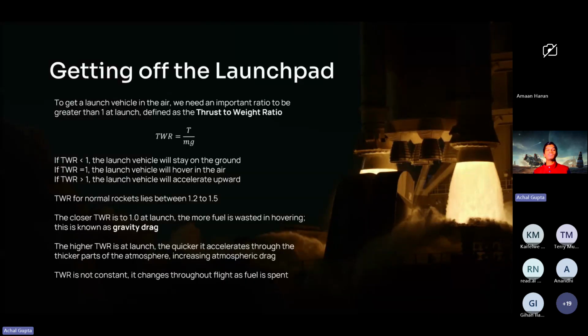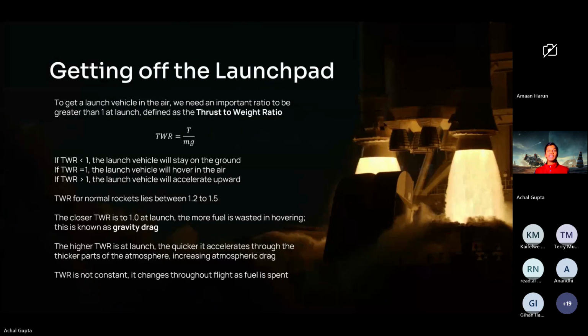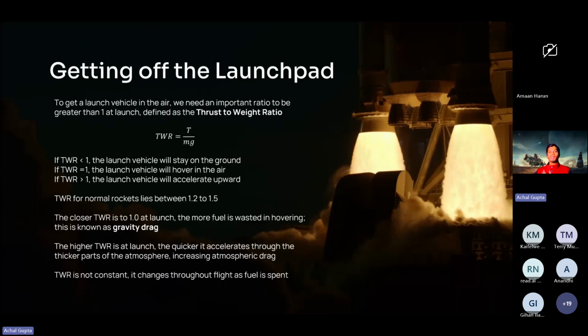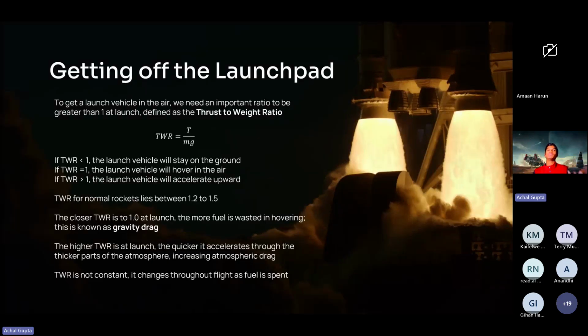gravity. And if this ratio is below 1, then the rocket is heavier than the amount of thrust that it can produce, and it will stay on the ground, or if it's in the air, it will fall downwards. If the thrust to weight ratio is exactly 1, the launch vehicle will hover in the air. So it won't go up, it won't go down, it won't accelerate in any direction. And this is called gravity drag. We want to ideally reduce our gravity drag because our fuel is just being wasted doing no useful work, and we're just hovering in the air. But if our TWR is greater than 1, then we accelerate upwards and we move towards space.